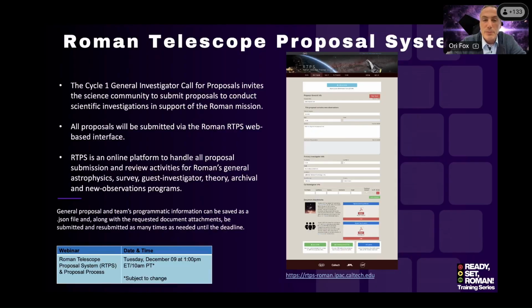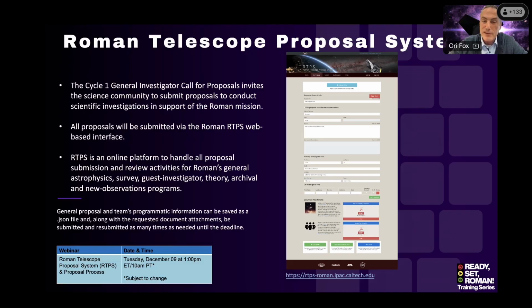The Roman Telescope Proposal System. This is something you may not have heard of before. When the General Investigator Call for Proposals comes out, we'll be inviting the science community to submit proposals on a range of different categories, including a general astrophysics survey, guest investigator, theory, archival, and new observation programs. And all that will go through the RTPS.